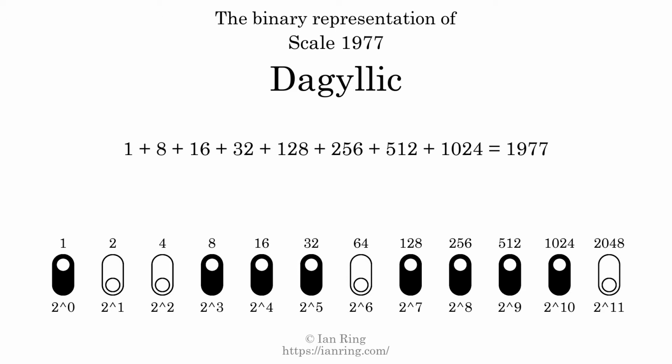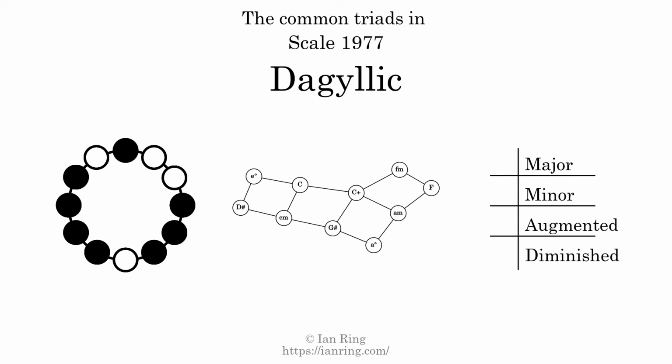1977. The scale number not only enumerates the scale with a unique index, but it also literally describes the tonal content of the scale. Represented as a binary number in base 2, the scale number is 0111101111001. Here are the common triads present in this scale.